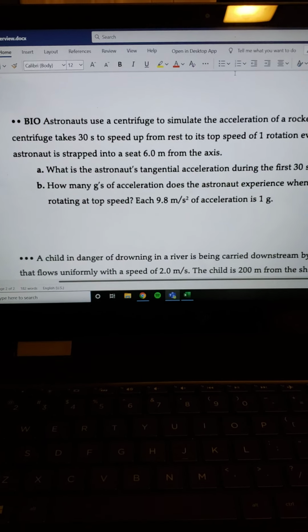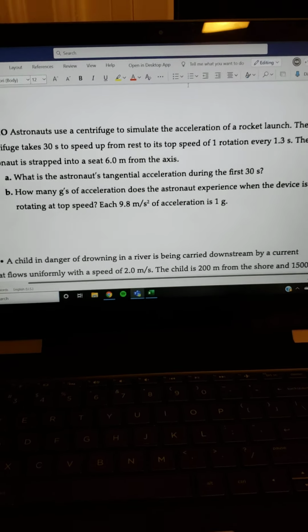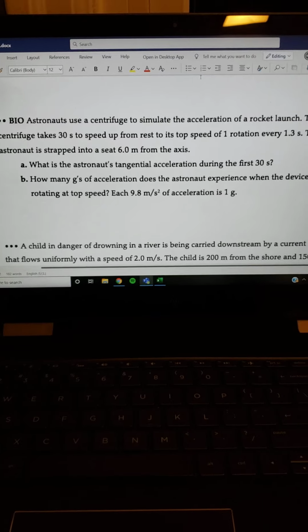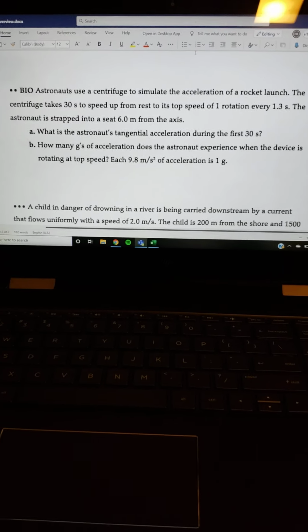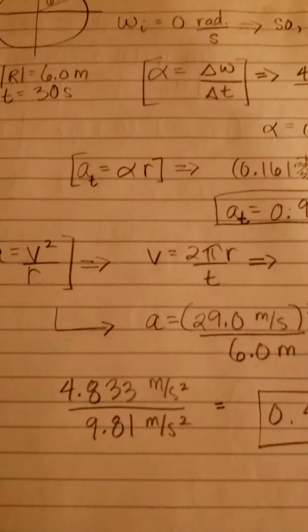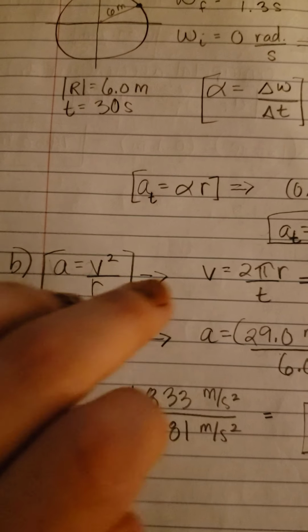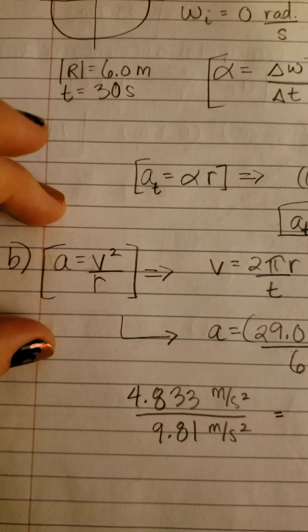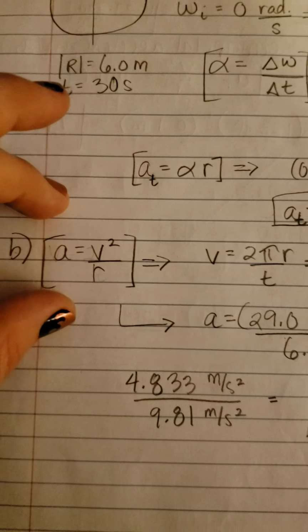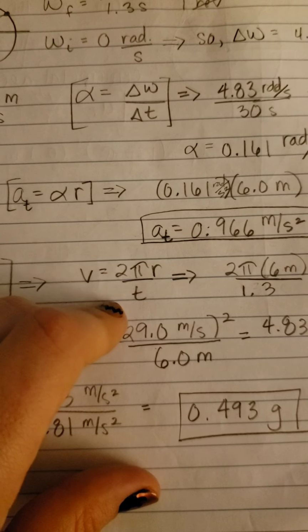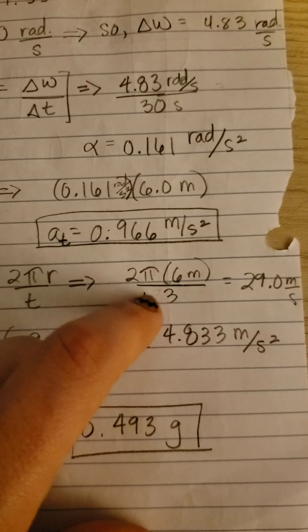All right, so for question B, they want to know how many g's of acceleration the astronaut experiences when the device is rotating at top speed. Each 9.8 meters per second squared of acceleration is 1 g. So we want to find the velocity that he's traveling at top speed. So here's our equation that we're going to need to find his acceleration, and we need to find the velocity first. So we use 2 pi radius over time to find the velocity, which we can plug in.